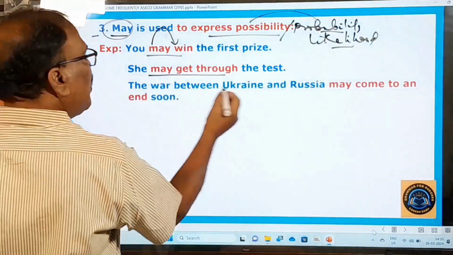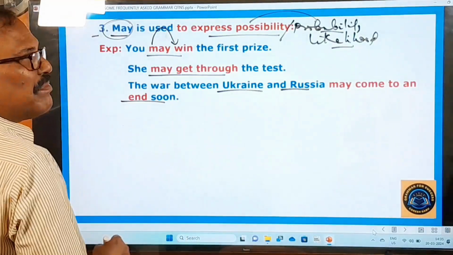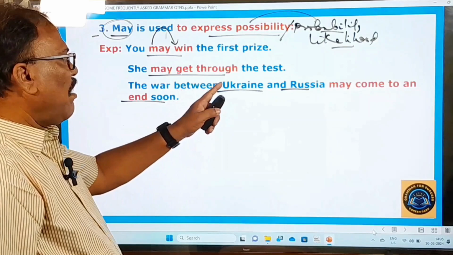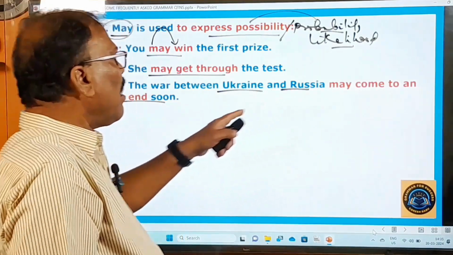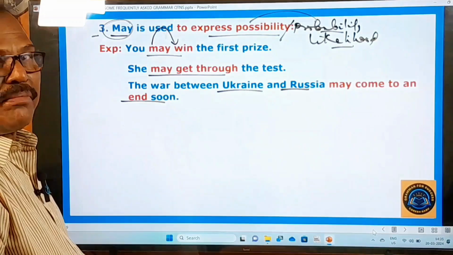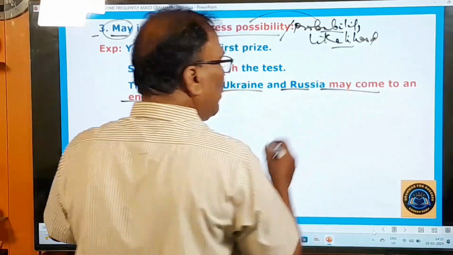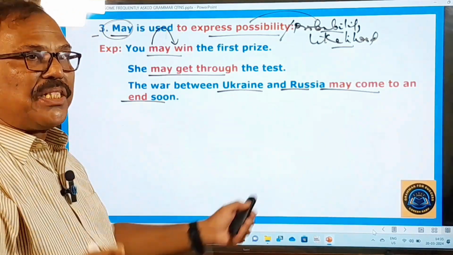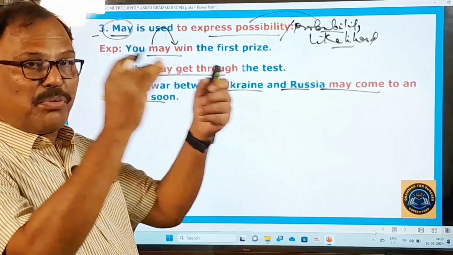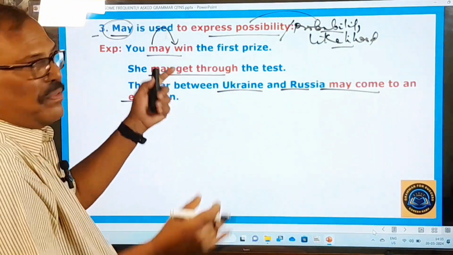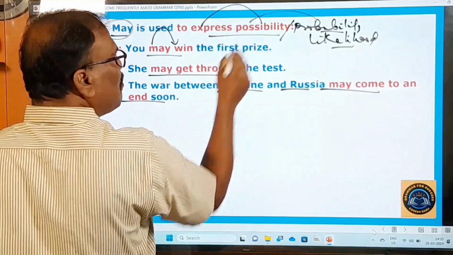The war between Ukraine and Russia may come to an end soon. The possibility of this war coming to an end between Ukraine and Russia is likely. It is possible. That's why may come to an end, very soon. So here in these three examples, you are expressing possibility.